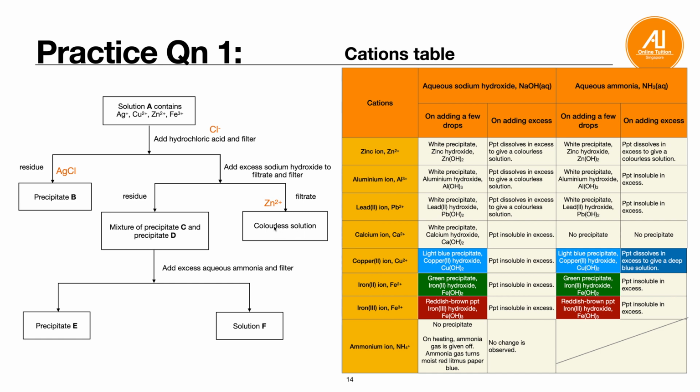Next. So this will be my copper hydroxide and my iron 3 hydroxide, Fe(OH)3 and Cu(OH)2. Furthermore, now they add excess aqueous ammonia. So now we'll be looking at this column here, where it's excess aqueous ammonia. In excess, one of them will give you a solution, one of them will give you a precipitate. Let's look at copper. Copper hydroxide in excess will give you a deep blue solution, whereas iron 3 will give you a reddish brown PPT. So most likely this one will be my copper ions because it gives you a deep blue solution, whereas this one must be my iron 3 hydroxide.